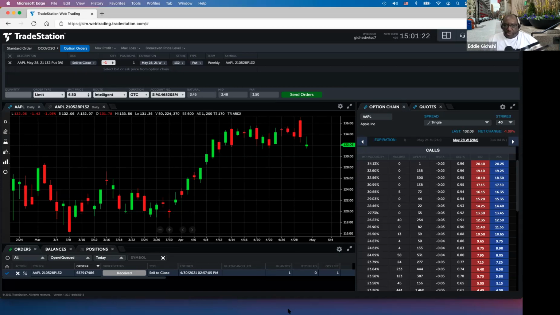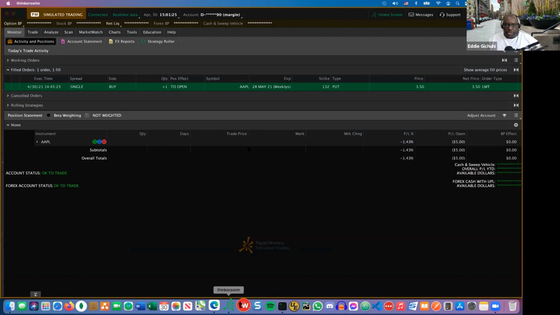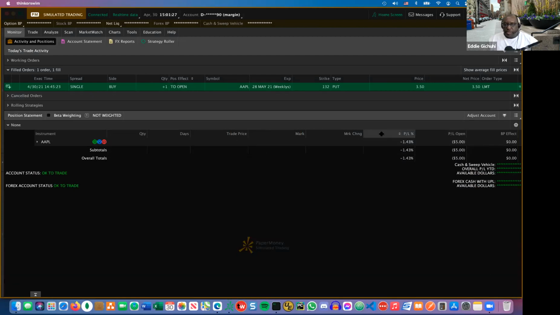Let's see how our trade is doing on thinkorswim. So on thinkorswim, we're back to the monitor tab, and there is a positions statement. Notice here that it's grouped by instrument. So Apple, it looks like we are $5 down, just like we saw on TradeStation. So they're kind of in sync. We're now down just $2.50.